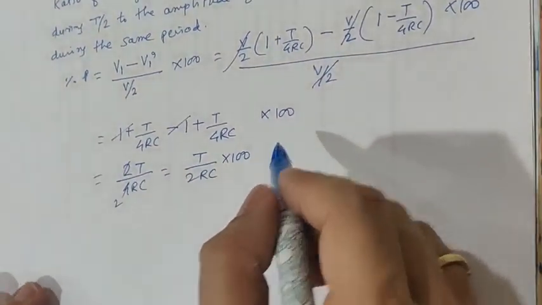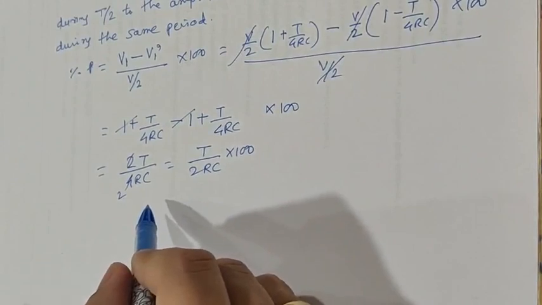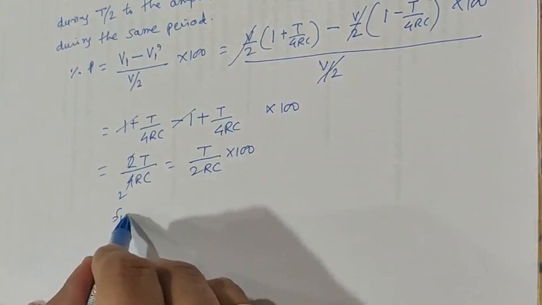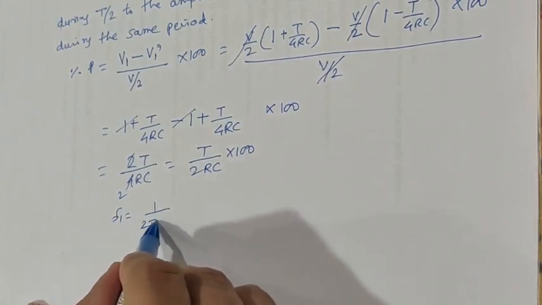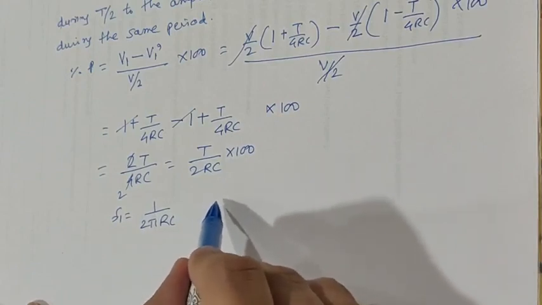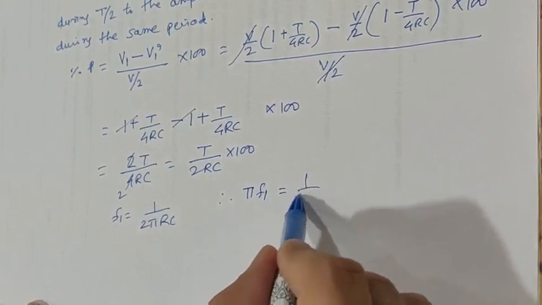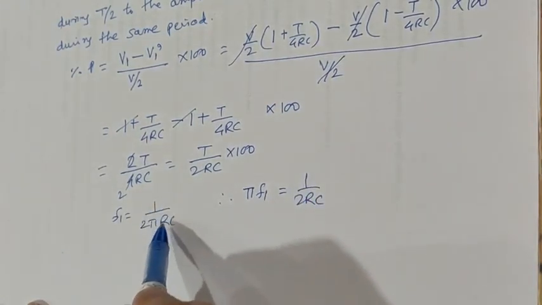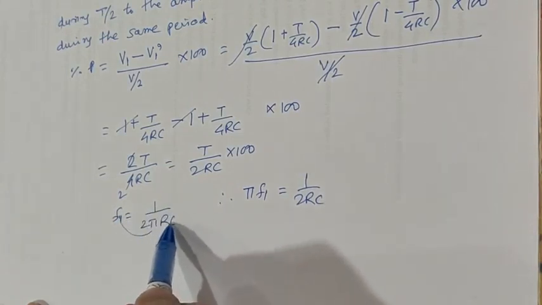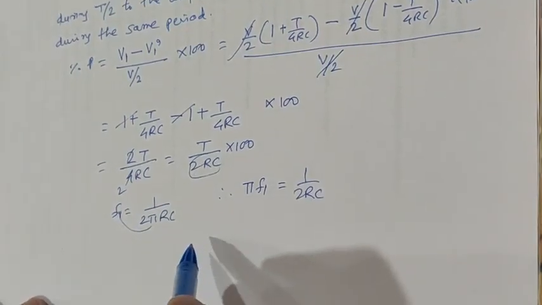Now, the lower cutoff frequency, we have talked about lower and higher cutoff frequency. So if the lower cutoff frequency, or the lower 3 dB frequency that we call F1, is equal to 1 upon 2 pi RC, then therefore I can say pi F1 is equal to 1 upon twice RC. See, F1 is equal to 1 upon 2 pi RC. So if I take pi here, it is going to be 1 upon twice RC. So here, see, I can see this term twice RC. So let us replace it.